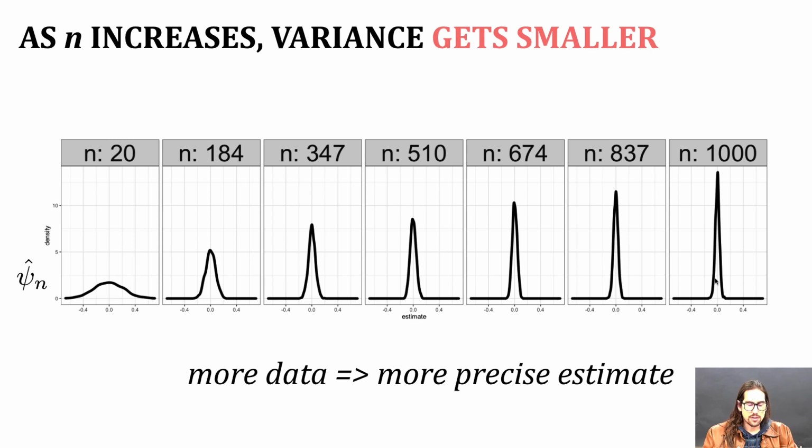which kind of makes sense. If you have an estimator and you're using a ton of data, your guess should be more precise if you're using more data, right? Here the right answer, so to speak, is 0. That's the true value of the estimand.